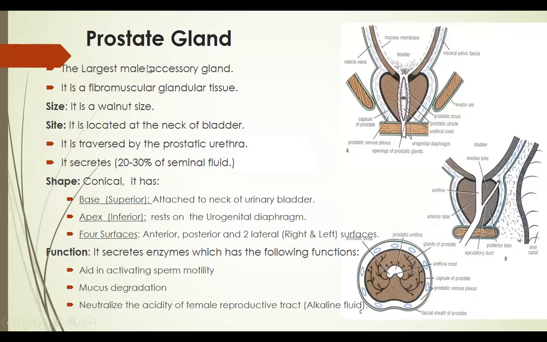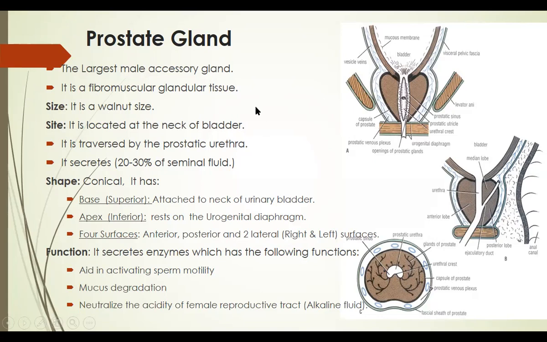So this is the largest male accessory reproductive gland. This is the prostate here. These are the different views: this is the front view, this is the side view, and this is the cross section of the prostate. The three different views of the prostate. It is a fibromuscular glandular tissue, as you can see here. It is walnut size, the size of a walnut.